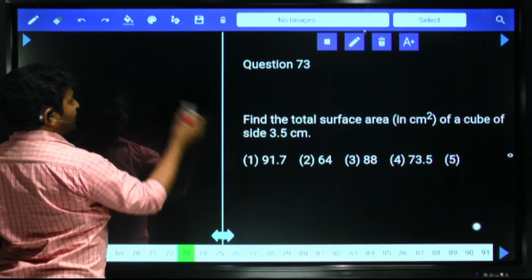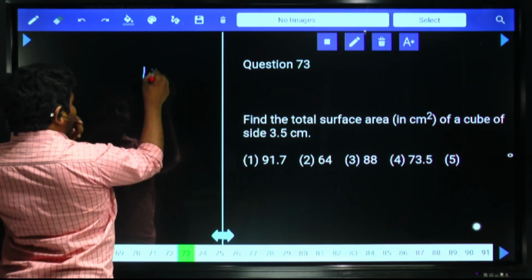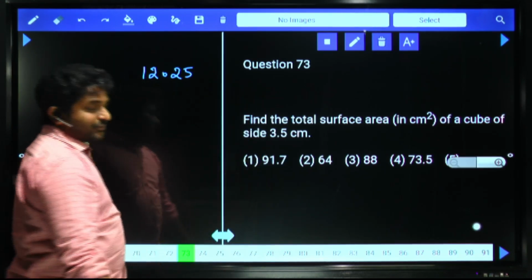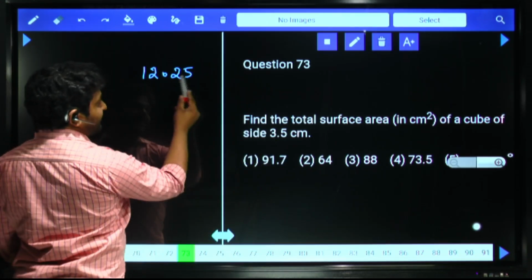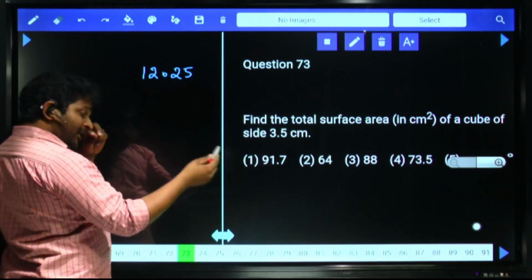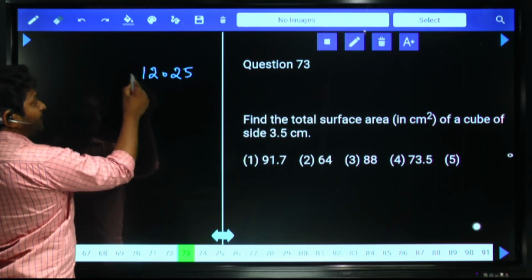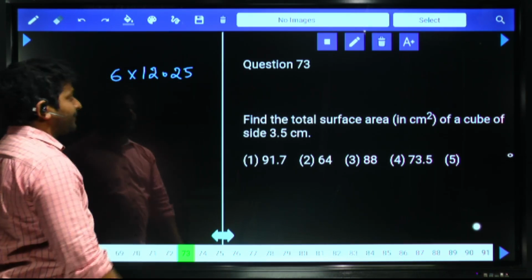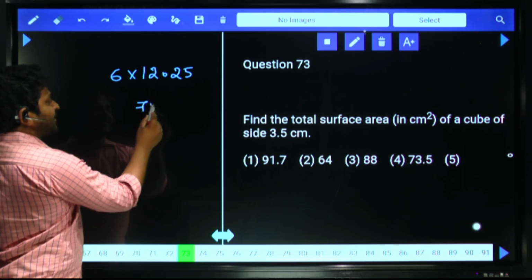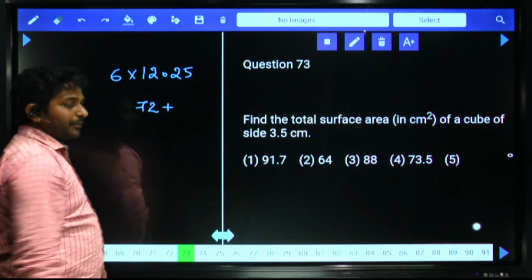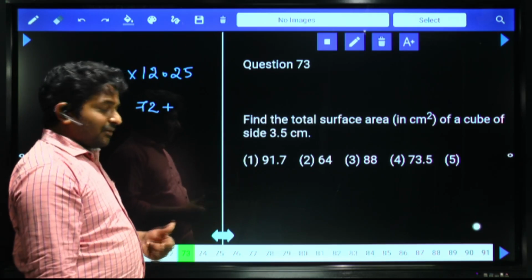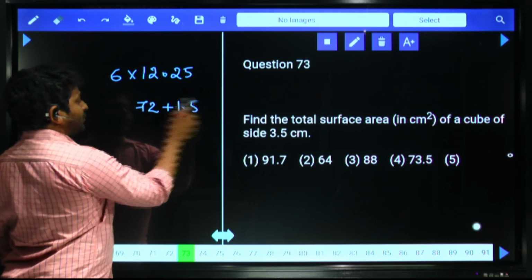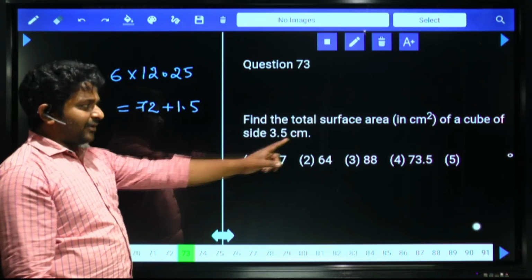Square area is equal to 3.5 whole square, which is equal to 12.25. I hope you already know squares which end with 5. 5 square 25, 3 multiplied by its immediate number, 3 into 4, 12. So 12.25. How many sides are there? 6 sides are there. So that is the total surface area. 6 into 12, that is equal to 72, plus 6 into 0.25. 0.25 you can treat it as a quarter rupee. 6 quarters is 1.5 rupees. So the total answer is equal to 73.5. Fourth option answer.